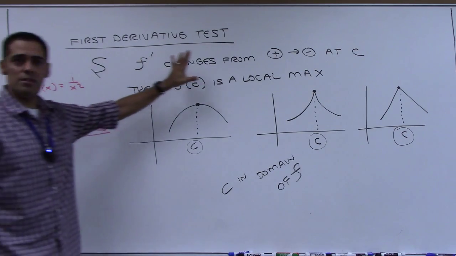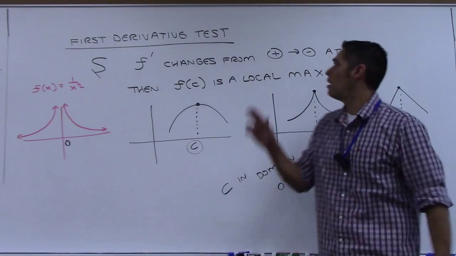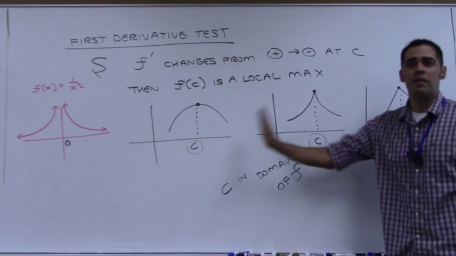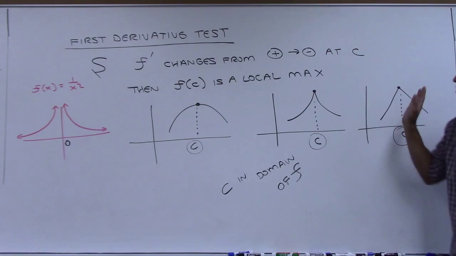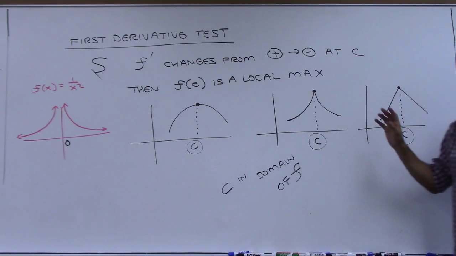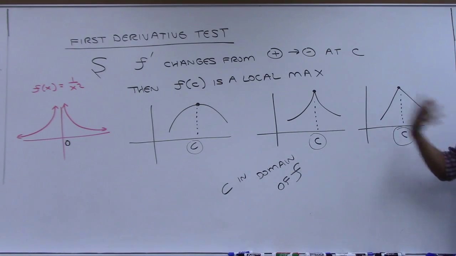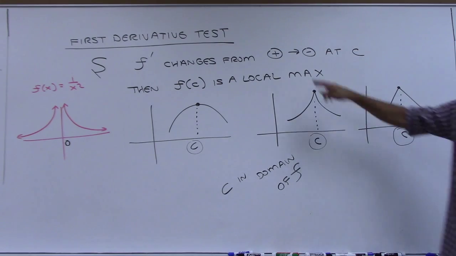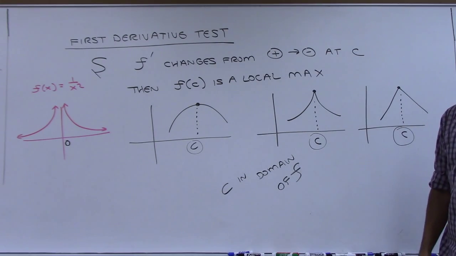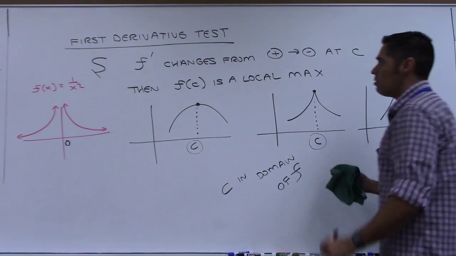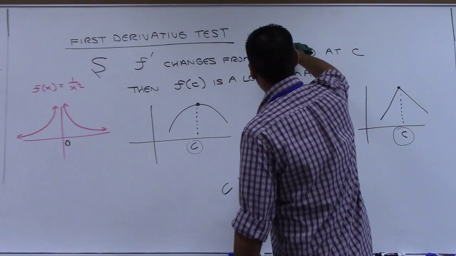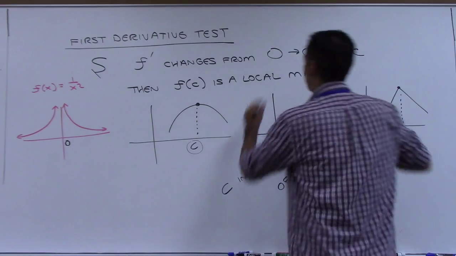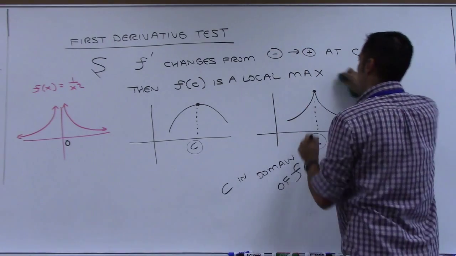This is all going to be true as long as that C belongs to the domain of the original function. It doesn't matter if the derivative exists or not at C. C has to be in the domain. Now, what happens if it changes from negative to positive instead? It's a local minimum. So if you change from negative to positive, then you have a local minimum.